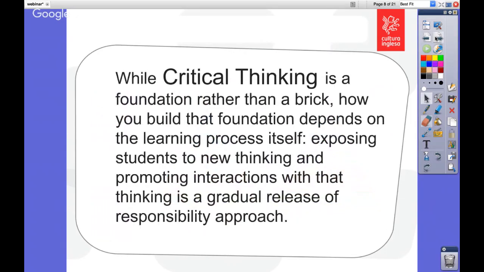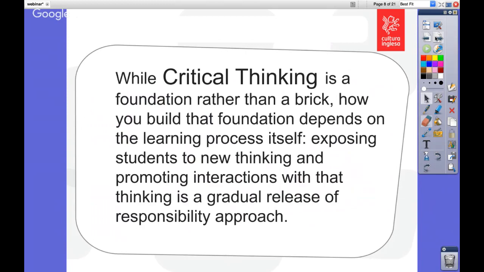So I think we have a lot of meanings, a lot of definitions for critical thinking, and I think this one is really simple. I think it's what every teacher has to think about. So critical thinking is a foundation rather than a brick, something that you cannot change. A foundation you can implement and change. How you build that foundation depends on the learning process itself.